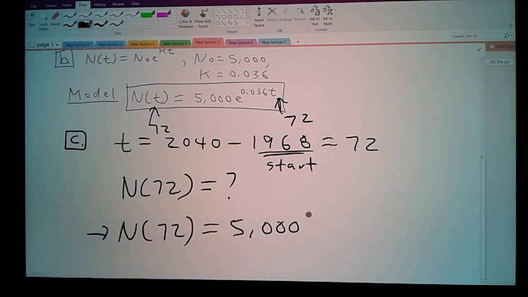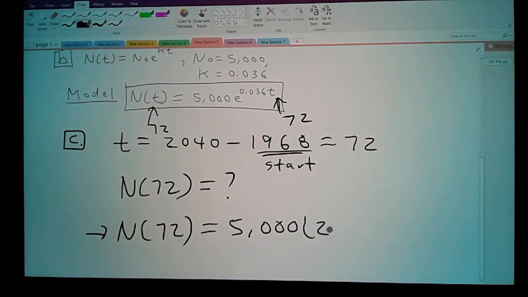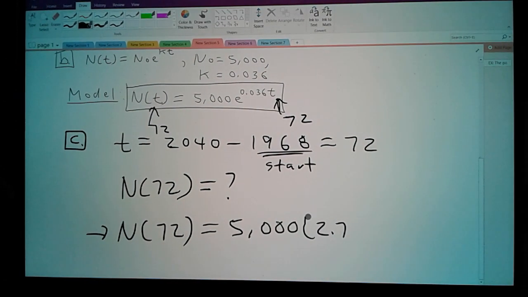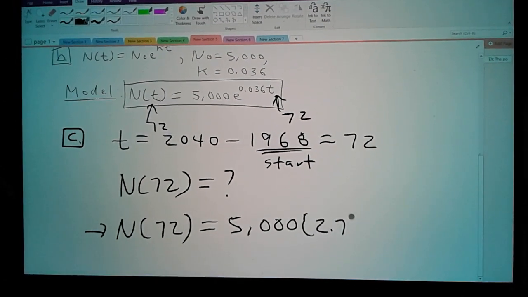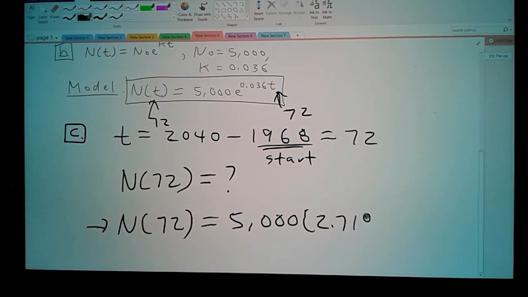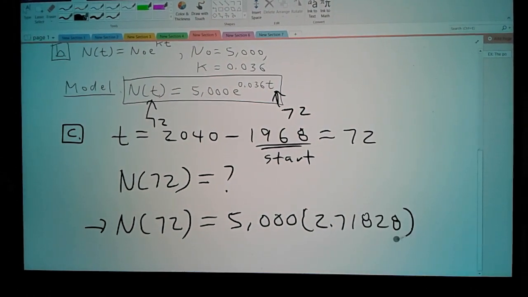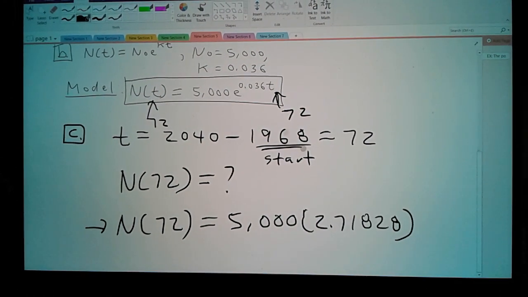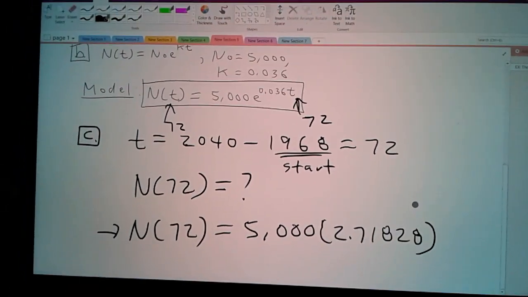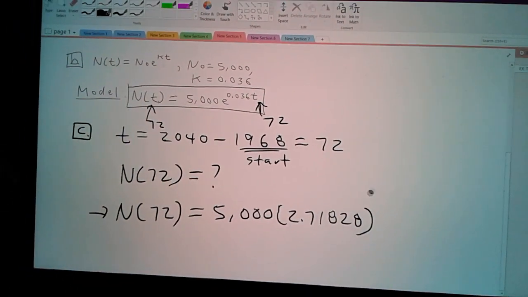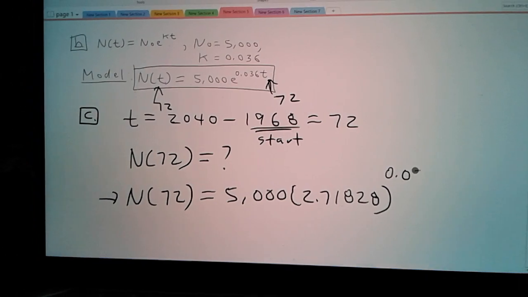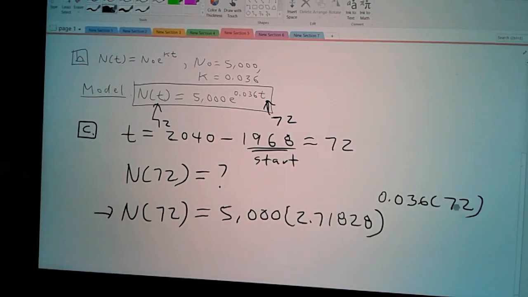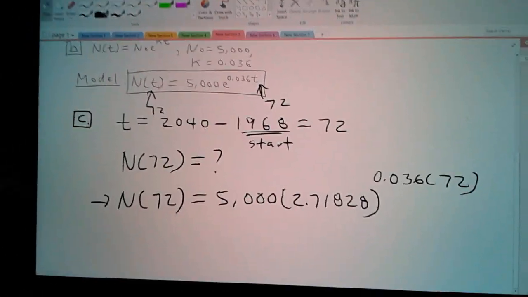So of course, it's population growth. So I'm expecting that there's going to be a lot more people. There's going to be a lot of people, right? 72 years is a long time. So again, we know e is approximately 2.71828. And I have 0.036 times 72. Plug it in for t.